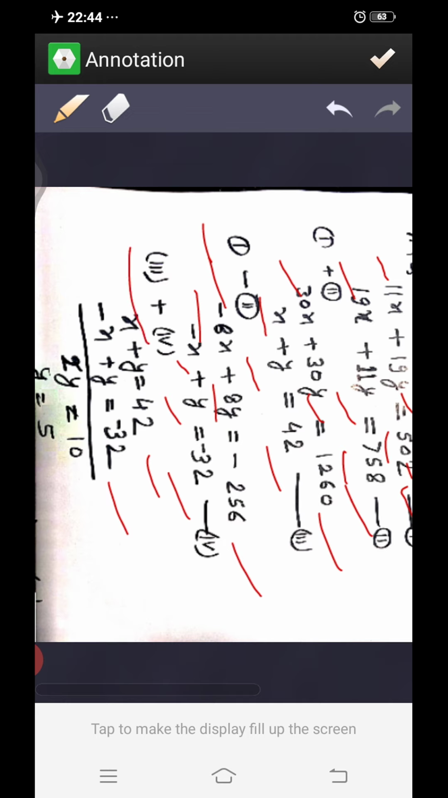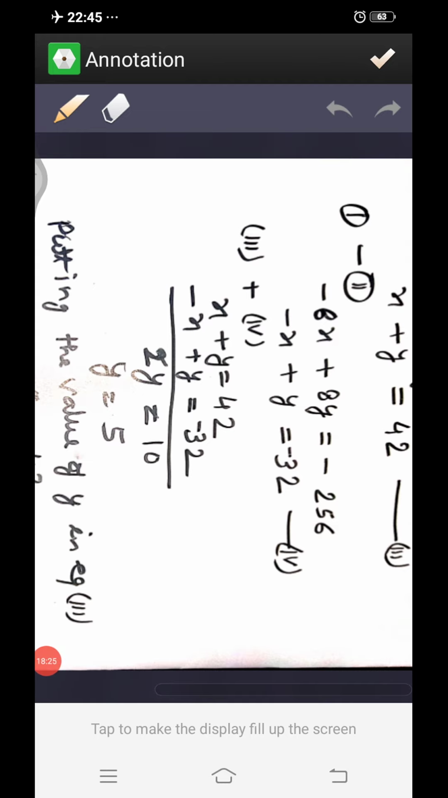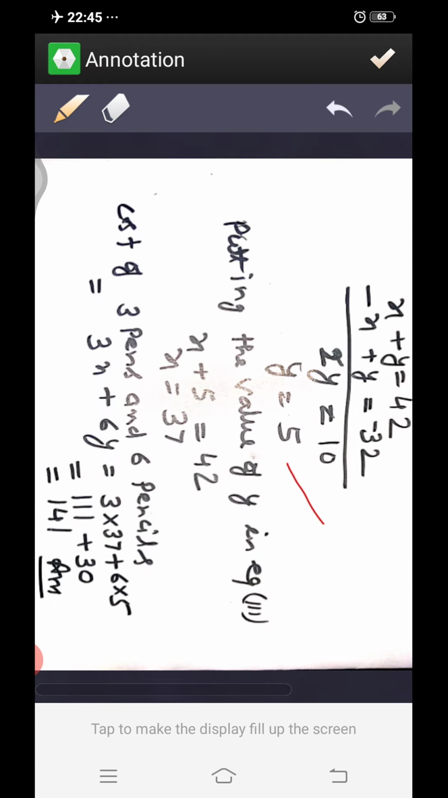So we are adding both. In this case, plus x minus x gets cancelled, and y plus y, that is 2y equal to 10. So y equal to 5. Here we got value of y. Our third equation is x plus y equal to 42. Now putting the value of y in equation third. So x plus y equal to 42. Value of y is 5. So x equal to 37.